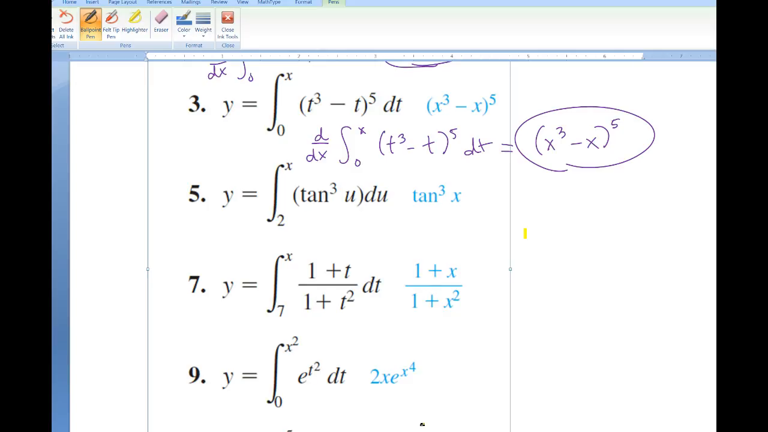Okay, so far everything's pretty basic, right? So the next one, here's number 5, so dy dx, I'll just write dy dx, basically just becomes tangent to the 3rd of x. Wait, that's just that easy? It's that easy. What about the 2 part? It goes away because the lower bound is constant, so if we were doing the derivative of the antiderivative, basically that lower bound just goes away because when we end up doing the derivative of that, it becomes 0.